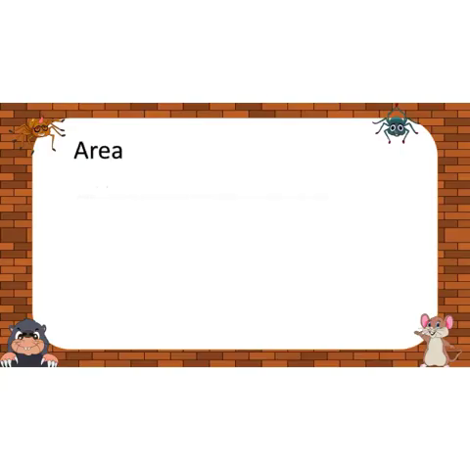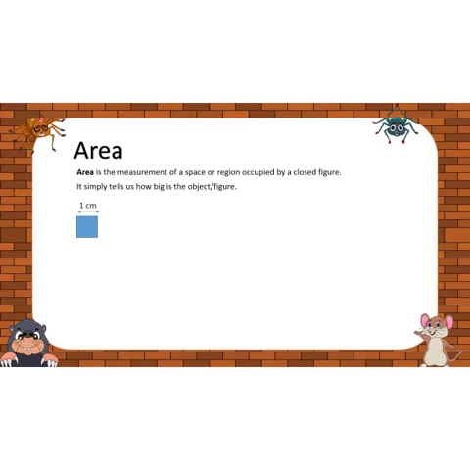Area. Area is the measurement of a space or region occupied by a closed figure. You can simply say that area tells us how big the figure is. We need something to measure area. Let's use the cm square. It is a square having all sides equal to 1 centimeter long. We have a figure. How many squares can the figure fill up? Let's do it.